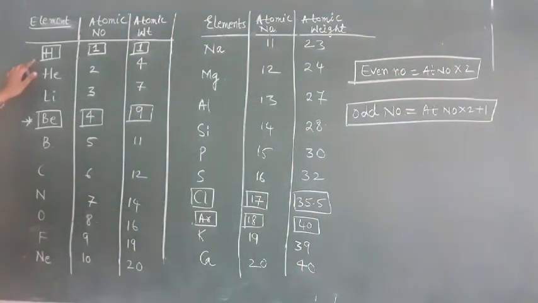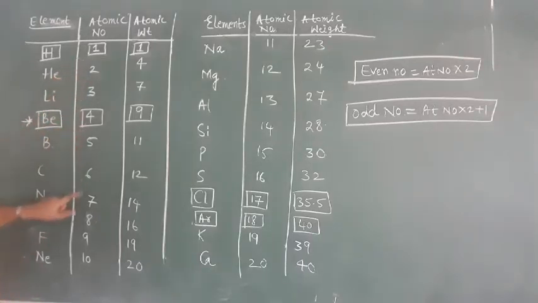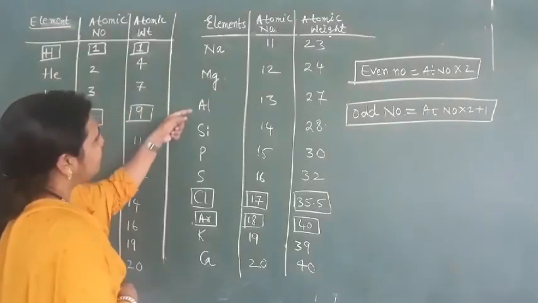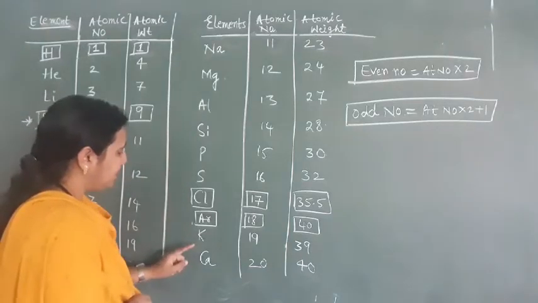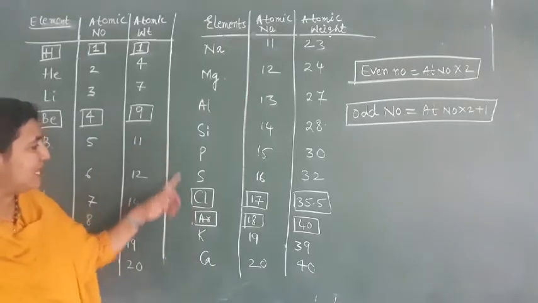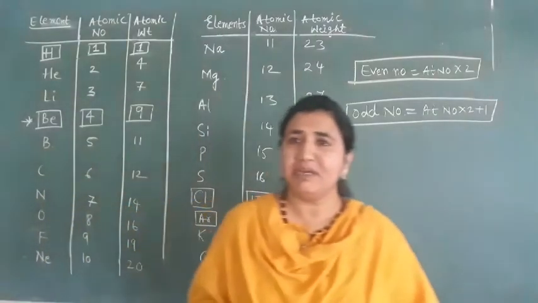Here I have written the elements' names: hydrogen, helium, lithium, beryllium, boron, carbon, nitrogen, oxygen, fluorine, neon, with atomic numbers 1, 2, 3, 4, 5, 6, 7, 8, 9, 10. Next we have sodium, magnesium, aluminum, silicon, phosphorus, sulfur, chlorine, argon, potassium and calcium. So we have atomic numbers 1 to 20 with the elements here. What will be their atomic weight?